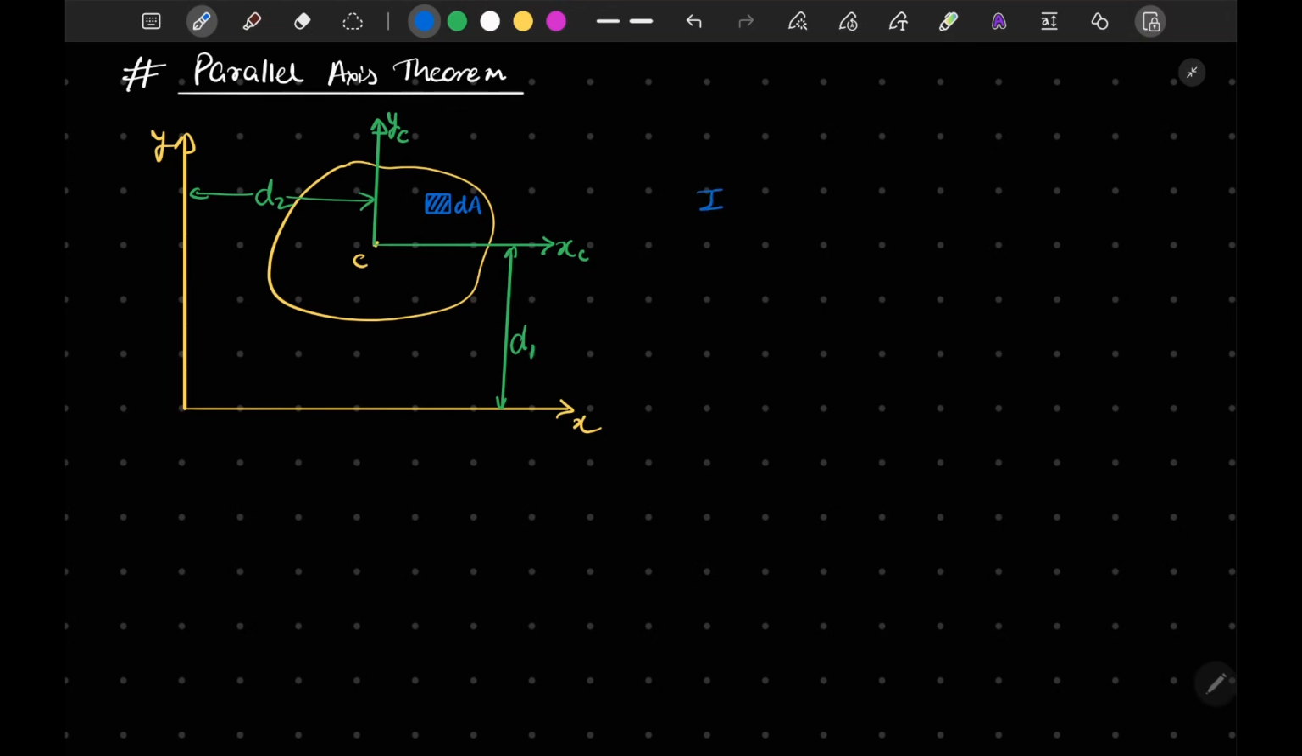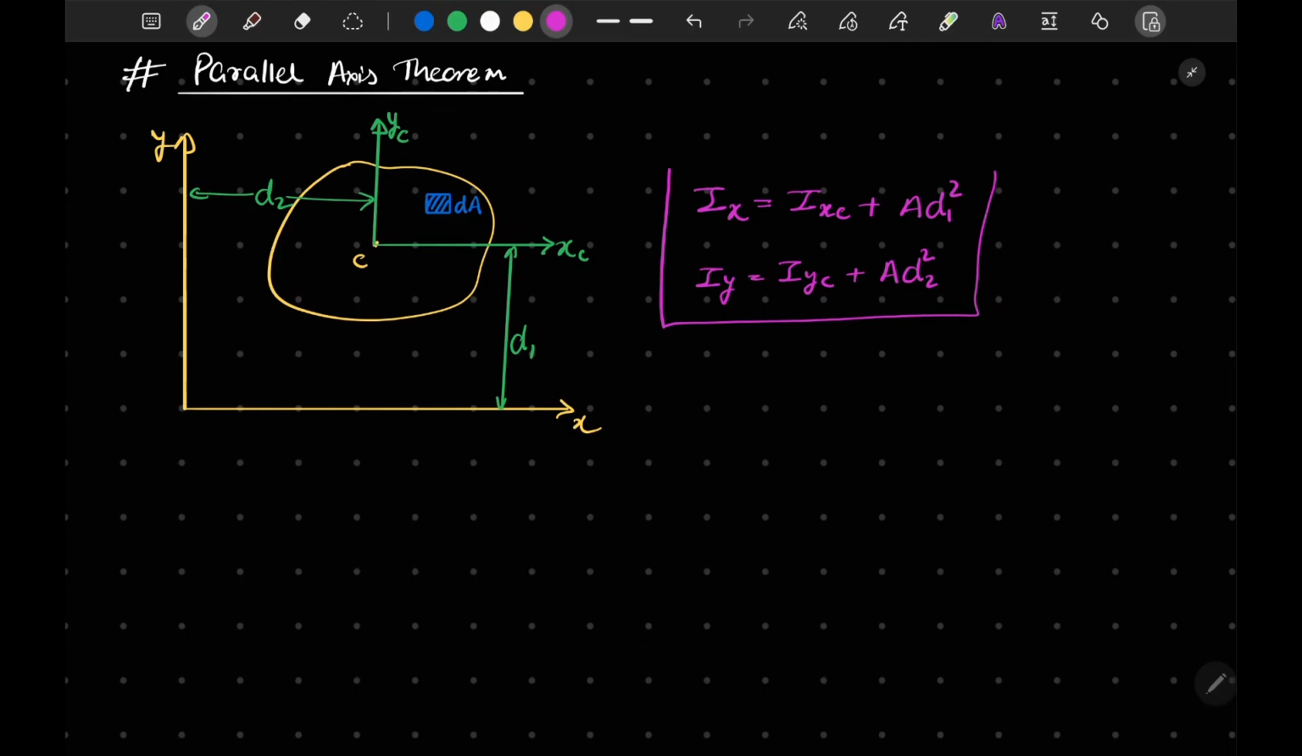Let me write it with the ink pen. The moment of inertia about the x-axis is equal to I about xc plus area into d1 square. Similarly, I about y is equal to I about yc plus A d2 square. So these two formulas, or basically this is a single formula, is a very important relation used in our study of moment of inertias.